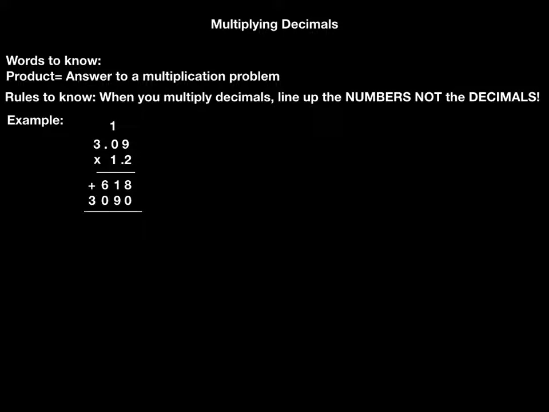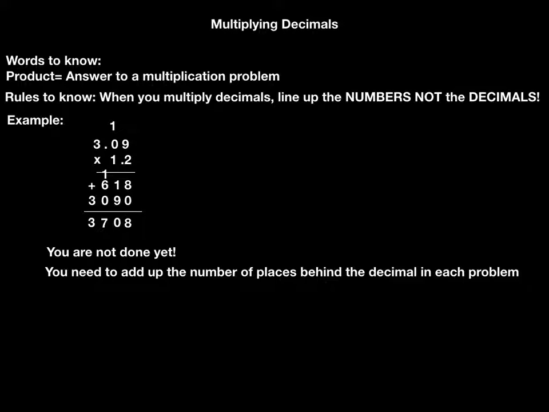I'm going to add up my two products. 8 plus 0, 0. 1 plus 9, 10. And then I carry my 1, sorry. 1 plus 6 is 7. 3 plus 0 is 3. We're not done yet. You need to add up the number of places behind the decimal in each problem.